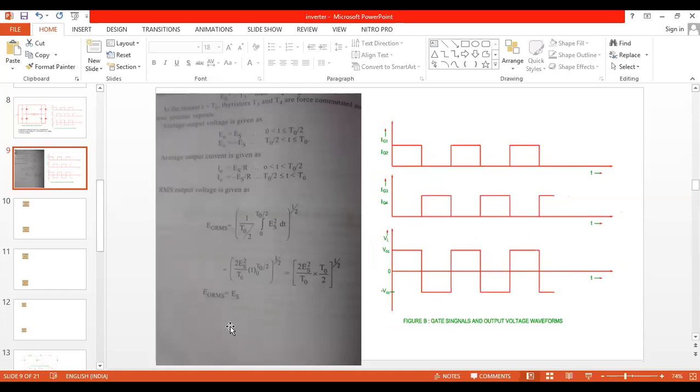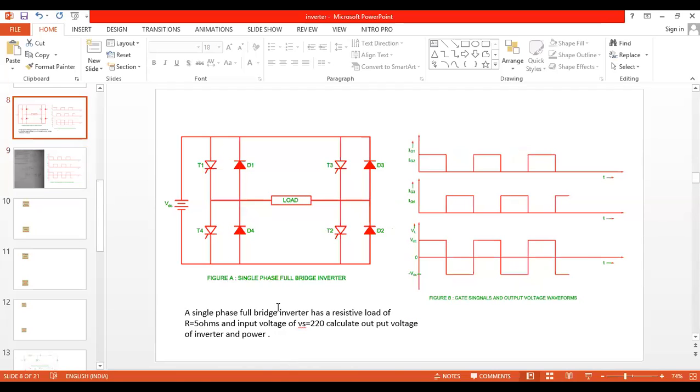So it says that when you convert DC to AC, you are getting the exact DC voltage. That's why the bridge inverter is used everywhere. The cost is also very much less. So what is the output voltage? E0 equal to 220 volts.